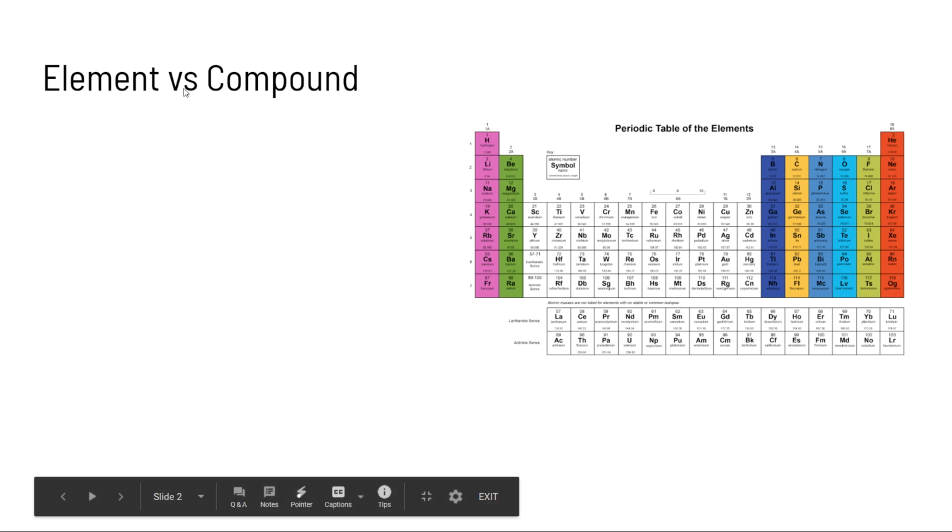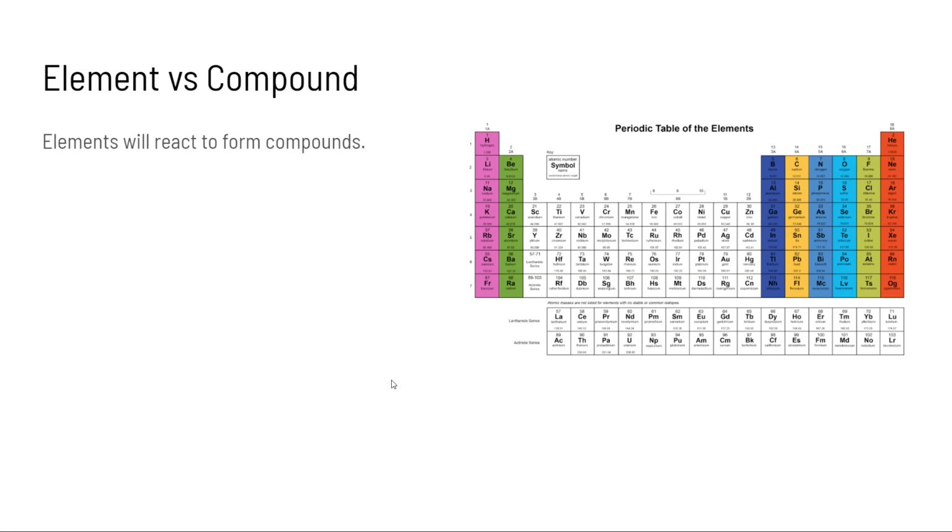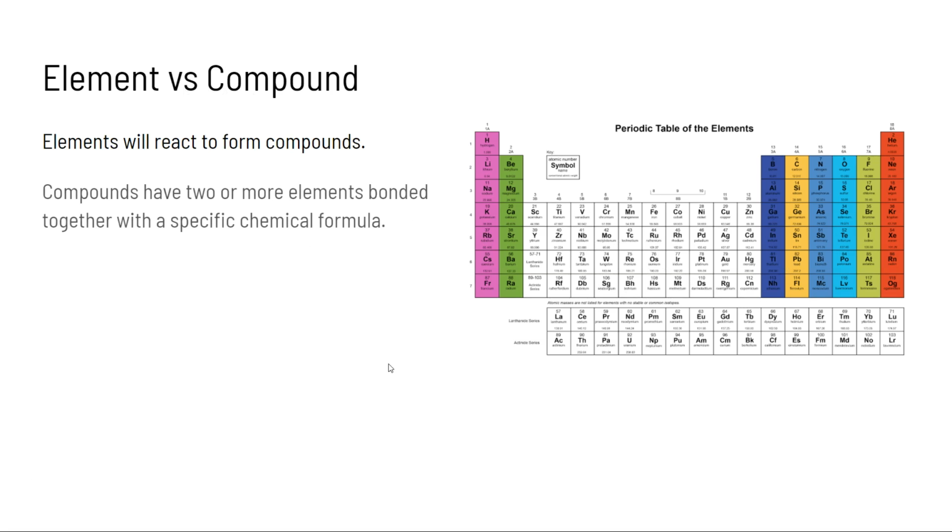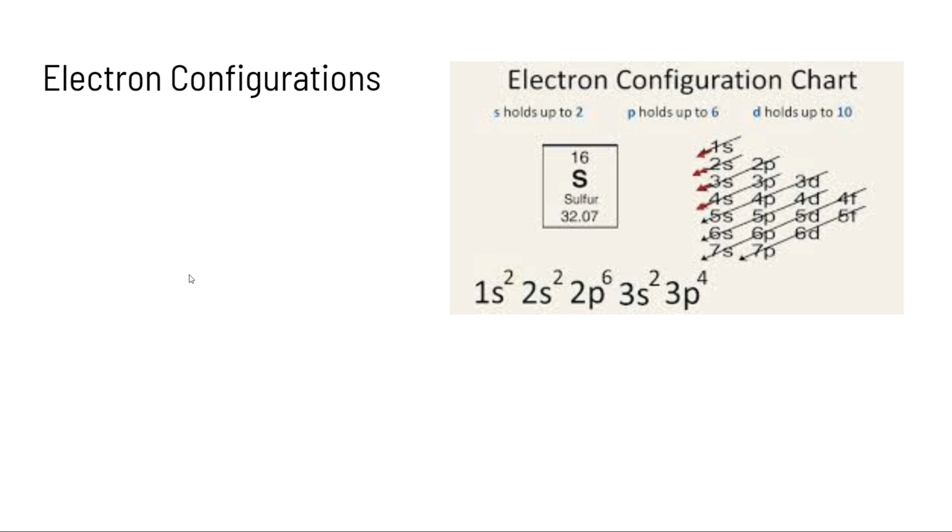Okay, so just a reminder, element versus a compound. Stable elements are on the periodic table of elements, and they react to form compounds. By the way, make sure you have your guide notes open and you're following along as you watch this video. Compounds have two or more elements bonded together with a specific chemical formula.